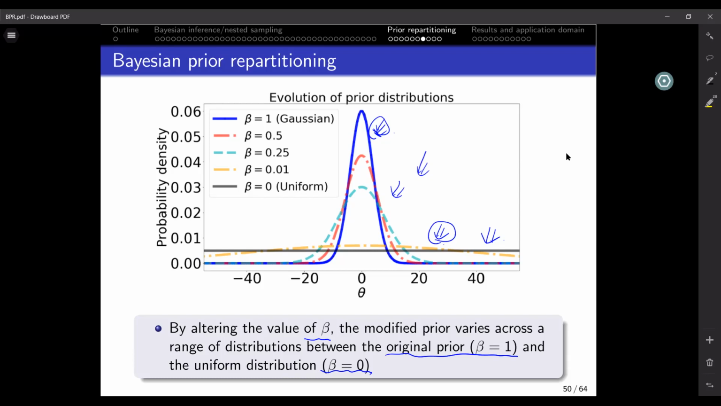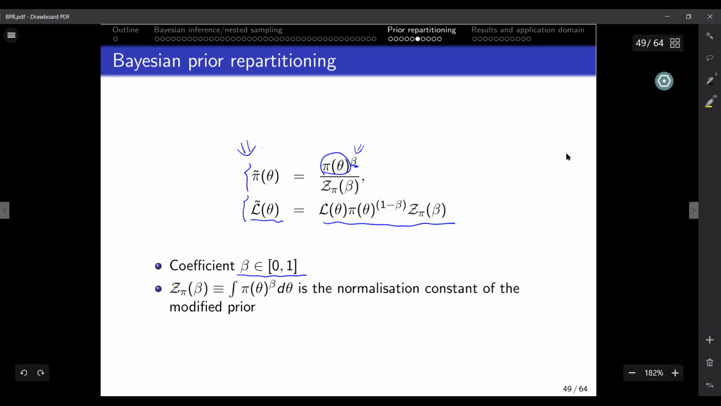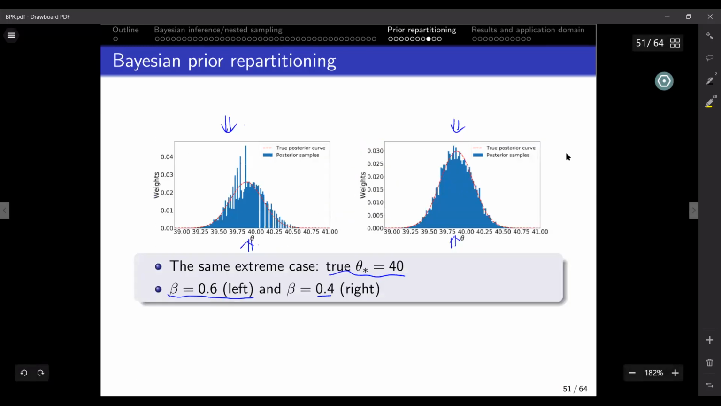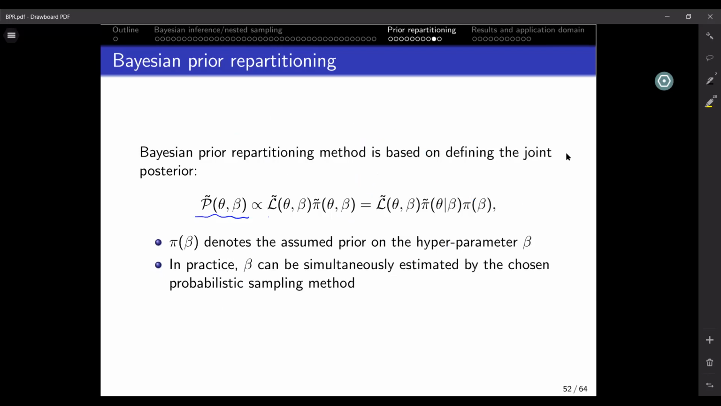I have a question. How do you choose beta, especially in high dimensional cases? As I said, it's the optimal beta. That's a mutual process, like expectation maximization. You mutually estimate theta and beta, trying to find the best, because beta is now a hyperparameter as well. We simultaneously estimate it using the probabilistic sampling methods we chose. So as I illustrated at the very beginning, beta will be one of the hyperparameters.